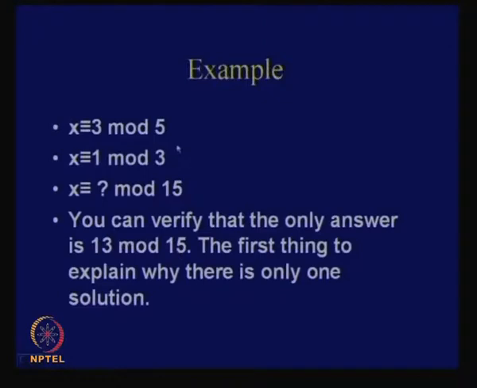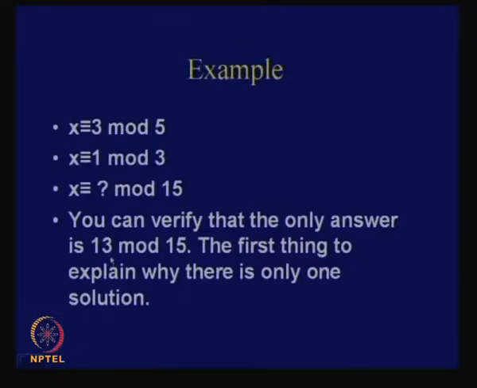First, let us start with a small example. Suppose that x is 3 mod 5 and x is 1 mod 3. What is the value of x when you take mod 15? You can verify that the only answer is 13 mod 15. So, the only answer to this is 13.